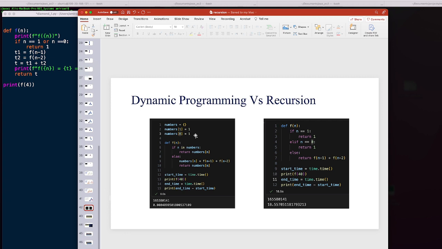So that is the dynamic programming introduction. I will share both codes in the comment section if you want to try them. And we will see lots more examples in both recursion and dynamic programming.